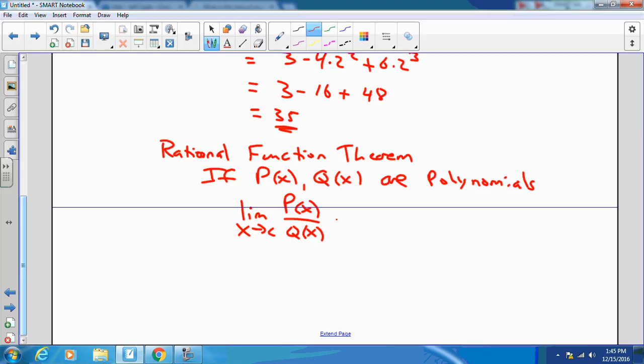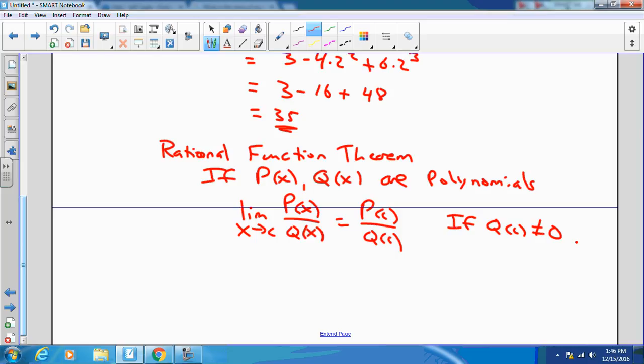If p of x and q of x are polynomials, then the limit as x goes to c of p over q is the same as p of c over q of c, as long as q of c is not 0. And the reason for this is fairly simple. Apply the quotient rule. Now I have the limits of two polynomials, and I apply the polynomial function theorem, and we're done. So this allows us to do direct substitution.